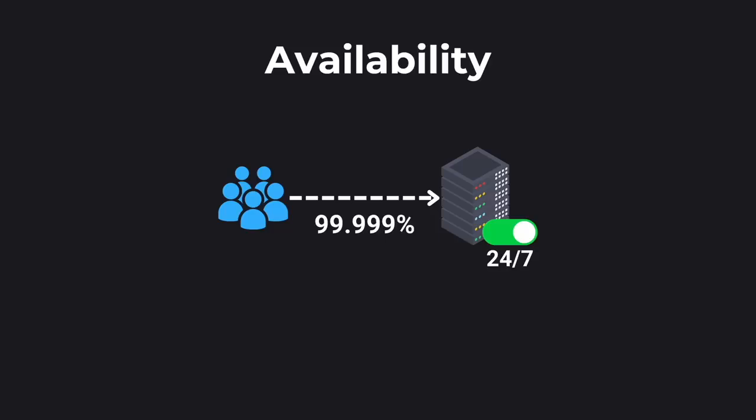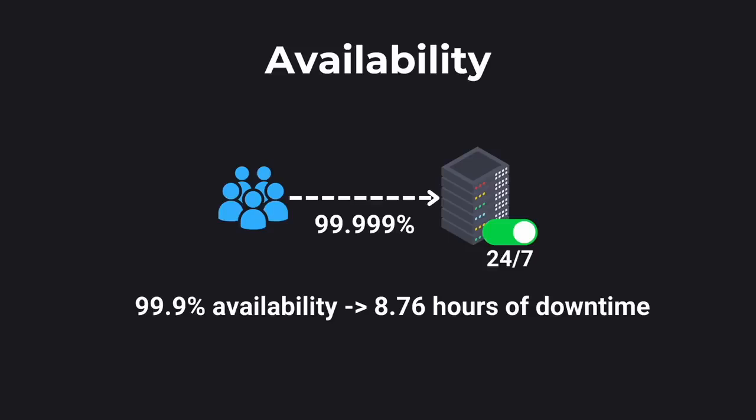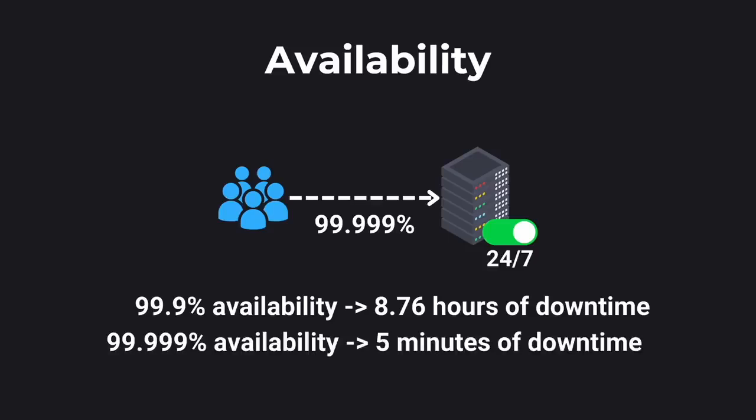Let's say we are running a critical service with 99.9% availability. That allows for around 8.76 hours of downtime per year. But if we add two nines to it, we are talking about just around 5 minutes of downtime per year. And that's a massive difference, especially for services where every second counts.